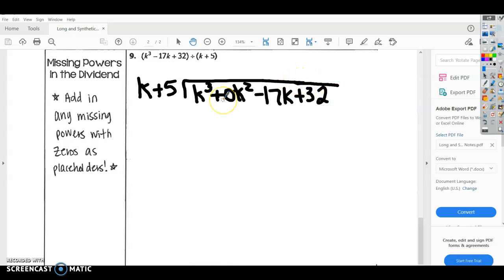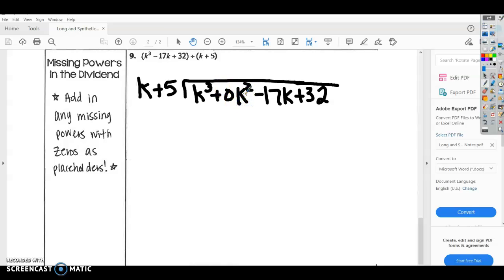Putting in a 0 is like having $0 in your pocket. There's nothing there. It's just a placeholder so that we don't forget that squared term. And you'll see in a minute why that's important to have it there. And I am sorry, writing on the computer, my handwriting is not too good.